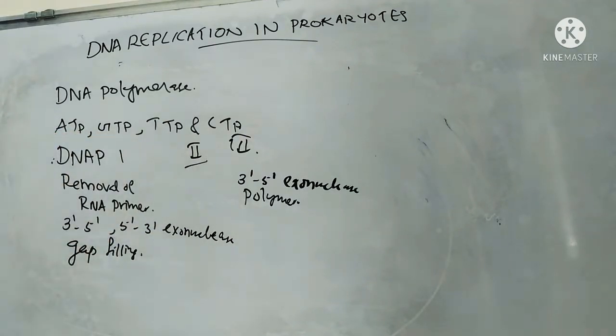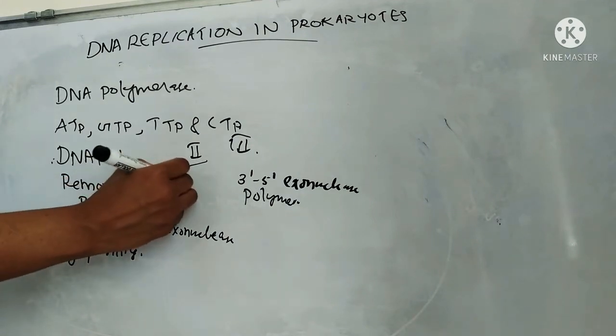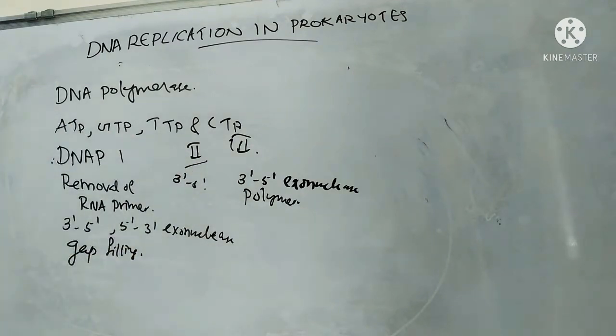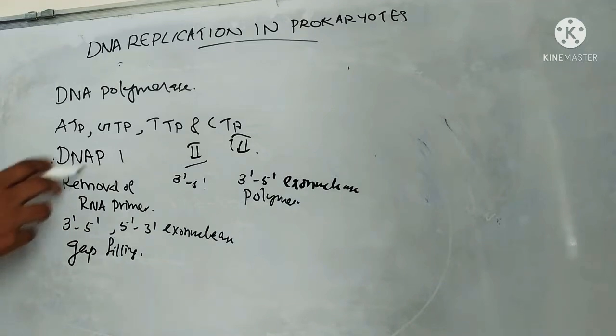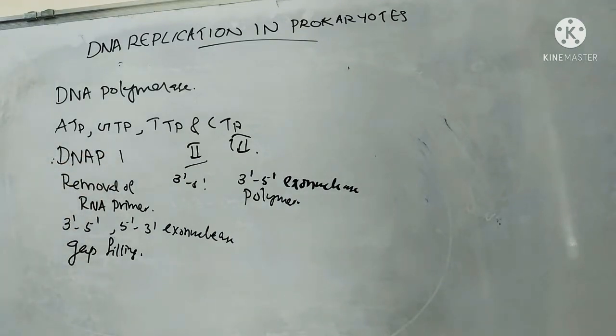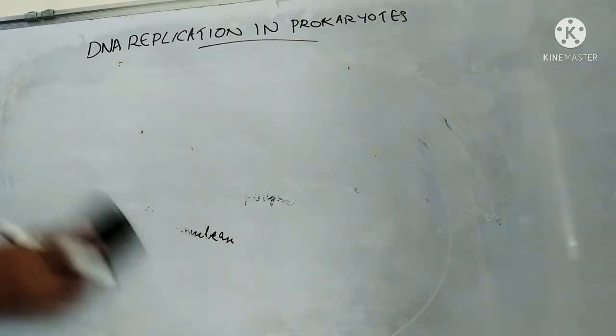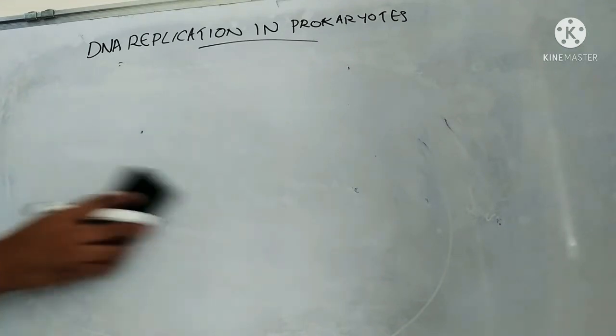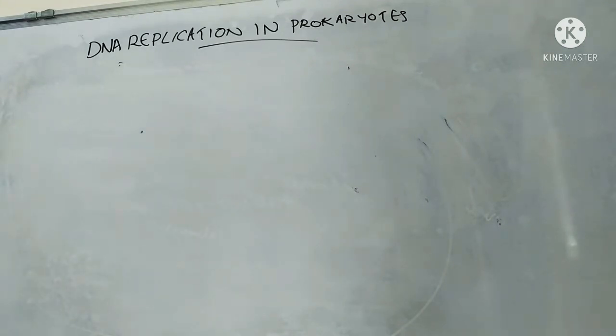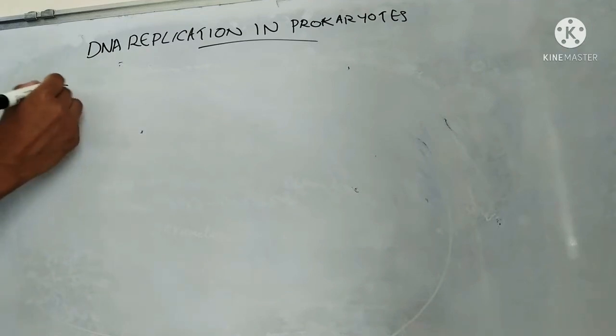DNA polymerase 2 has 3' 5' exonuclease activity. DNA polymerases 1 and 2 are required for repair. So DNA replication involves the action of various specialized enzymes and proteins.